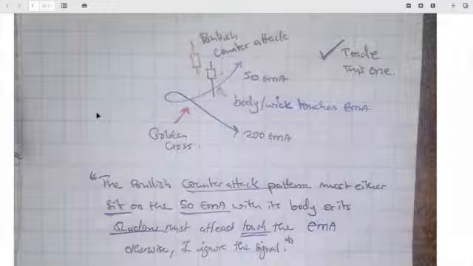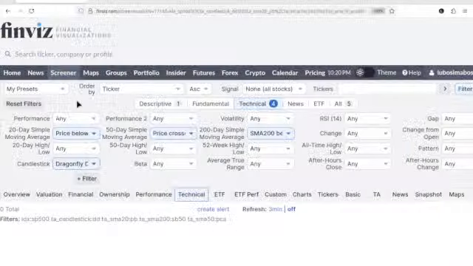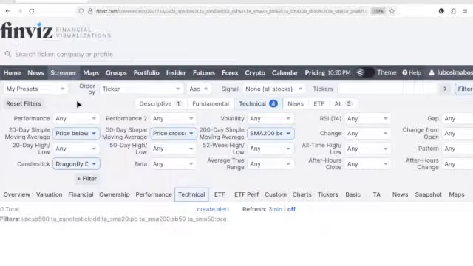Let's see what we have here. I'm trying to see if I can find another chart pattern, but so far we've only found the doji. Let's try the spinning top blacks.